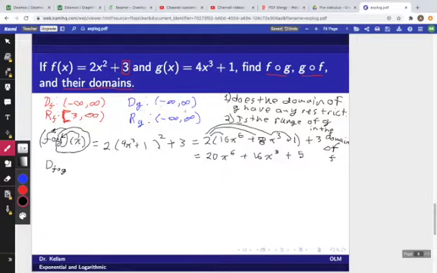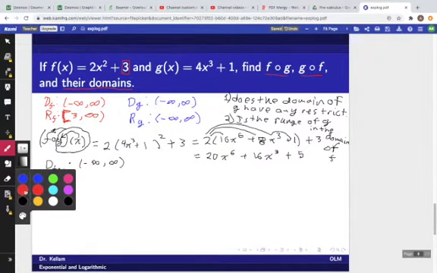Okay, so the domain of g is negative infinity to infinity. It has no restrictions. The range of g is negative infinity to infinity, and that entire range is the domain of f. Therefore, the domain of f of g is just negative infinity, comma, infinity. All real numbers.